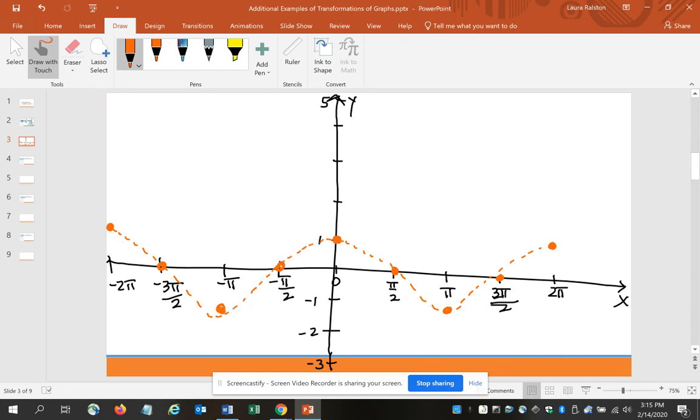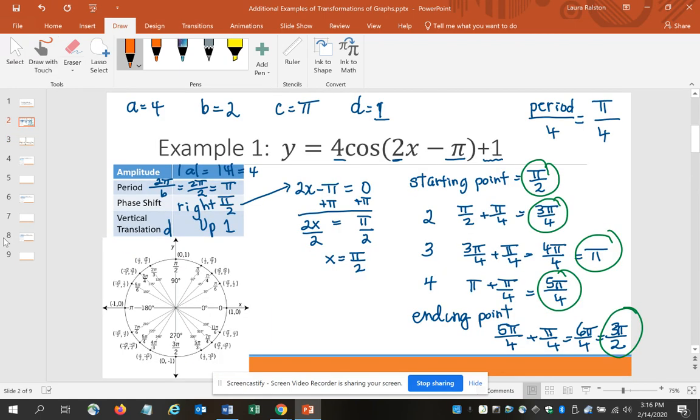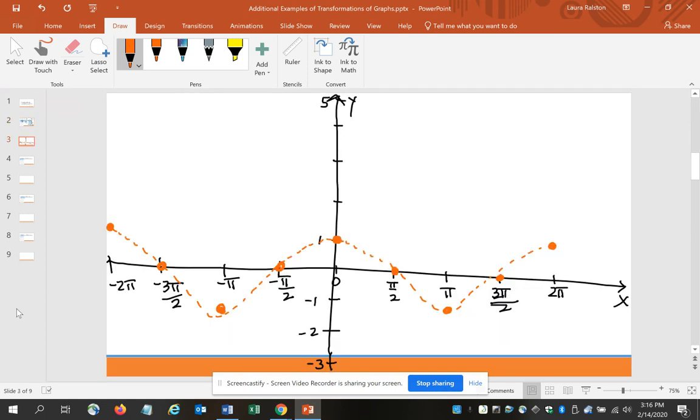Okay, so there's 2 cycles of a basic cosine curve. Now, for the graph that we want to create, let me back up for just a minute so you can see it. We want to change the period to pi. So instead of taking 2 pi to see it, we're going to shrink it so that it only takes pi units. We're going to also shift it right pi halves, up 1, and change the amplitude to 4. Okay, so let's see if we can do all that.